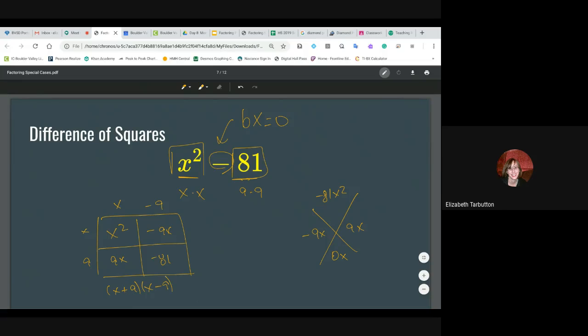And so if you recognize something is a difference of squares, where you have 2 terms that are subtracted, and we have perfect squares for both of those terms, then you can take the square root of your first term and add the square root of your second term, and multiply that by the square root of your first term minus the square root of your second term. So x plus 9 and x minus 9 is our shortcut.